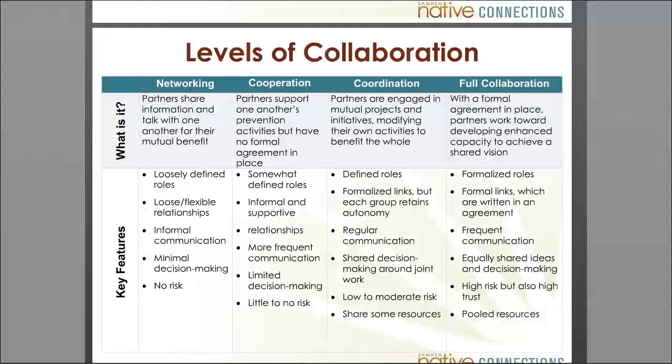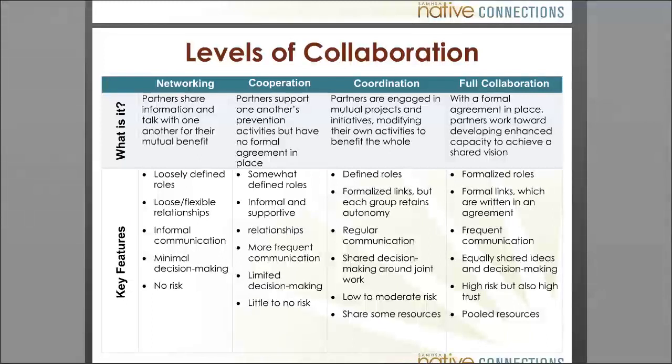As you really start identifying more of your partners, you're going to start defining your roles. There's going to be more regular communication among your partners, and you're going to start making decisions in a shared way so that they're benefiting both whatever programs they're from and your Native Connections program. You're also going to be sharing some of your resources back and forth.